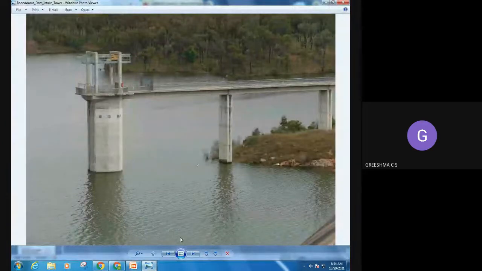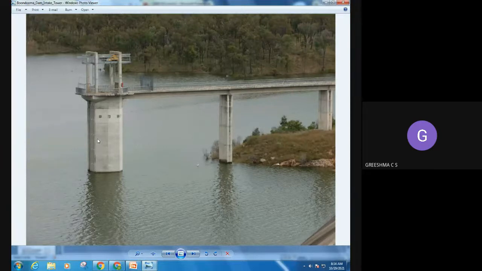Yesterday in the PPT we mentioned that the intake structure will be provided with a foot bridge, that is, a walkway. So this is that foot bridge. As you can see there are handrails over there. This is the foot bridge over which people can walk.